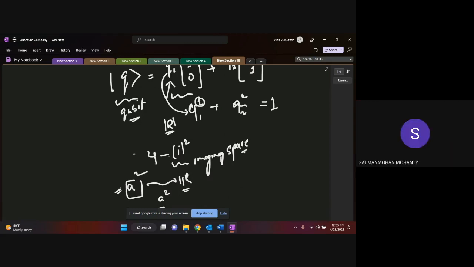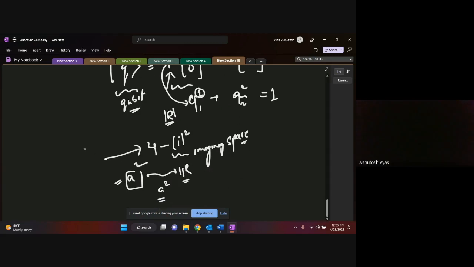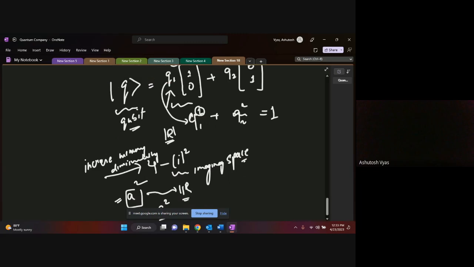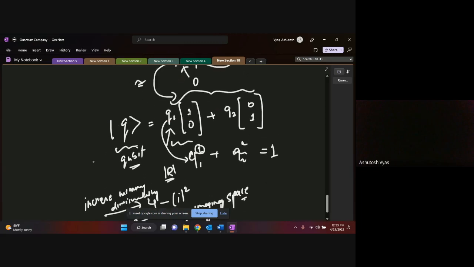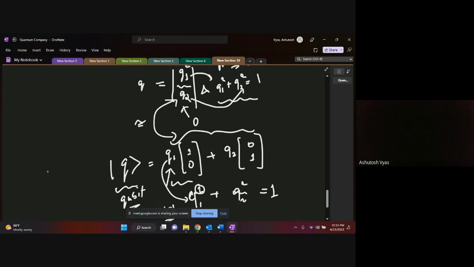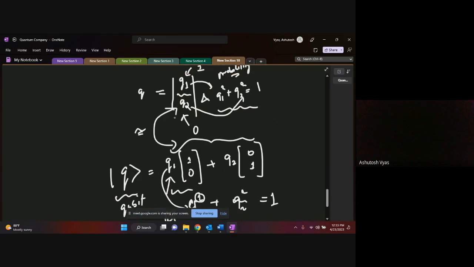Yes. The moment you are bringing in imaginary numbers, you are basically increasing the memory dimensionality. Now you are basically having one more imaginary space also to store the information. That's the simple reason of bringing in a square, or basically square root, whichever way you want to interpret it, to bring that under consideration.